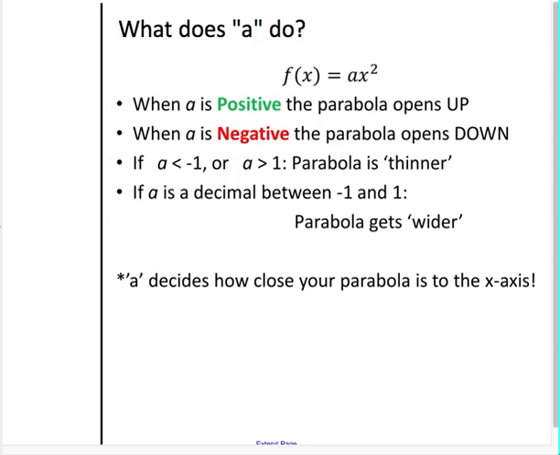The next couple of bullet points are about how it stretches or condenses the parabola. So if a is greater than 1, it vertically stretches the parabola so it gets thinner. If the absolute value of a is between 0 and 1, the parabola is vertically compressed, which means it gets wider.